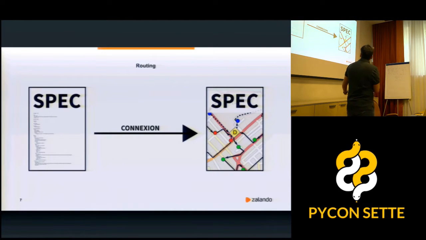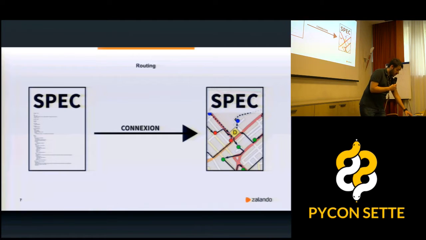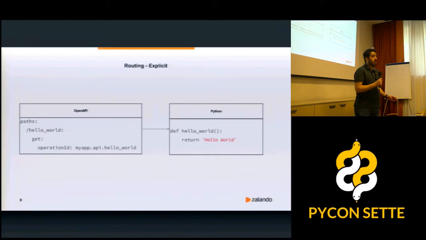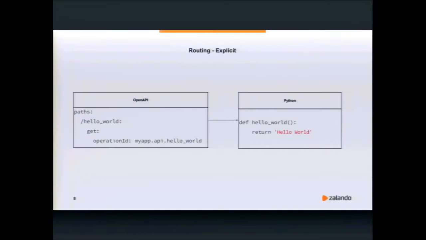And what do I mean by automatic routing? You have your specification, which is a YAML file, and based on the specification, Connexion will be able to connect the endpoints to your Python functions. There are two routing strategies by default on Connexion. The first one is the explicit routing strategy, where you specify an operationId in the YAML file, and this operationId will be the module and the function that will handle your request. So in this case, if you do a GET request to hello world, it will return hello world.